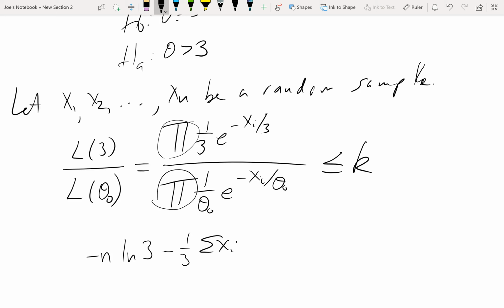The bottom looks similar, except that the signs will flip because I'm doing minus the log of the bottom, right? Because when you take the log of the quotient, you get the difference of the logs. So the signs on the bottom will look similar, but the signs will be flipped. So I'm going to get a plus n log theta naught, and then plus this 1 over theta naught sum of the x sub i's.